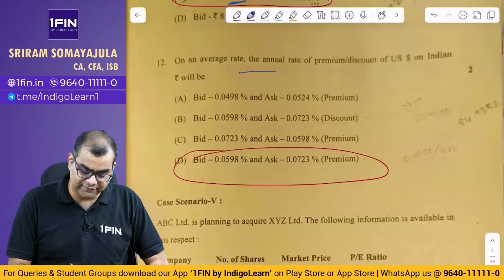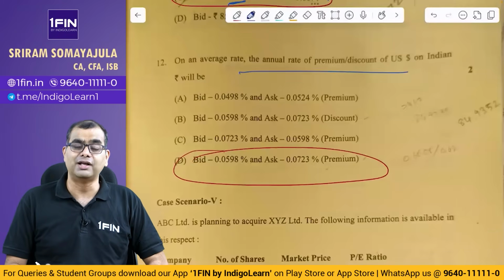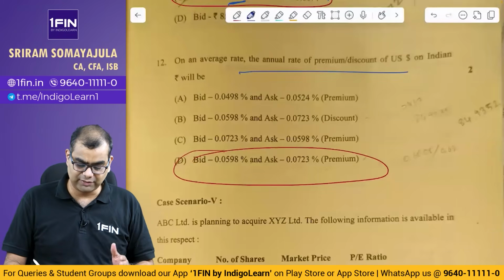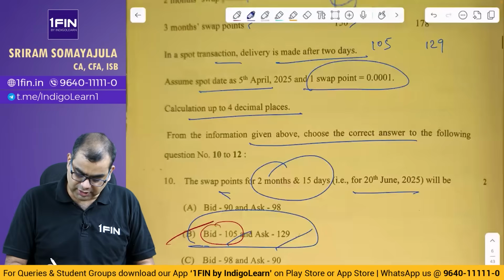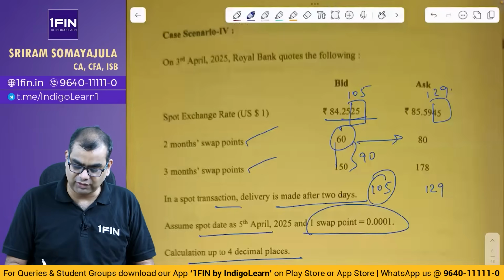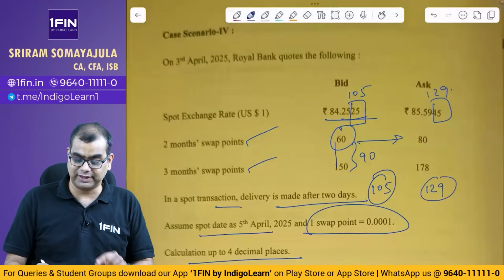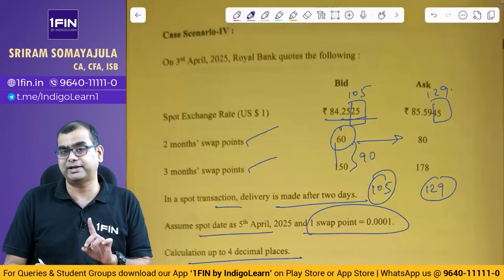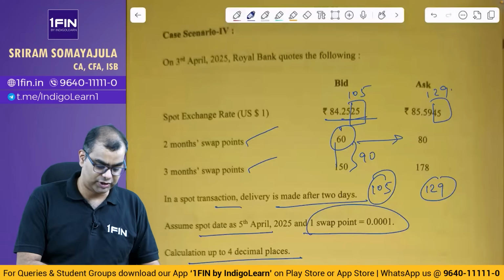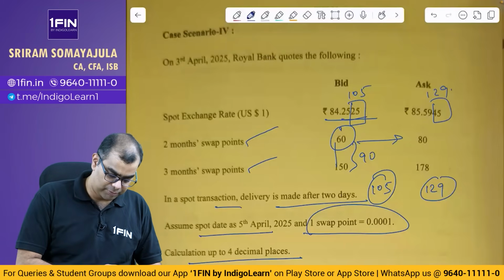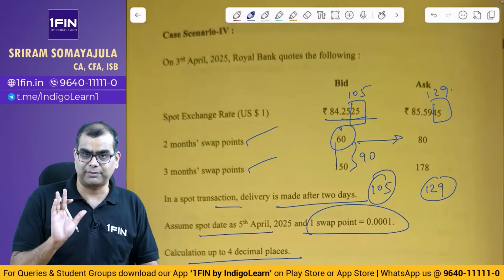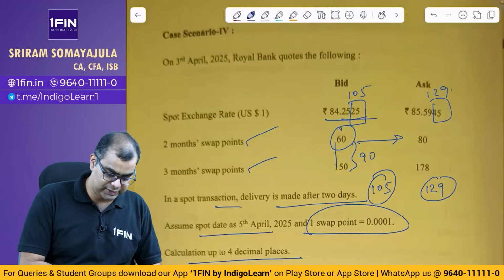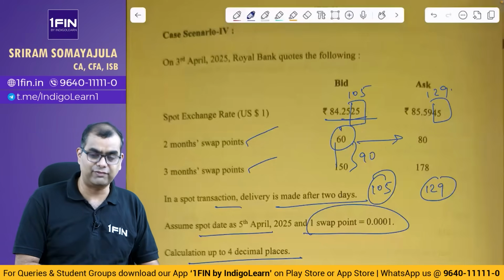Right. Then on average, what will be the rate of premium or discount on Indian rupee? So when they're saying on average, basically they want, and they've given bid ask separately. So what you should do is, you should take this 105 and 129 and use that to compute. And this 105 and 129 are for what period? They are for 2 months, 15 days. Right. So what you do is 0.0105. This basically is the swap points, right? Divided by 84.2525. Okay. You get one number.